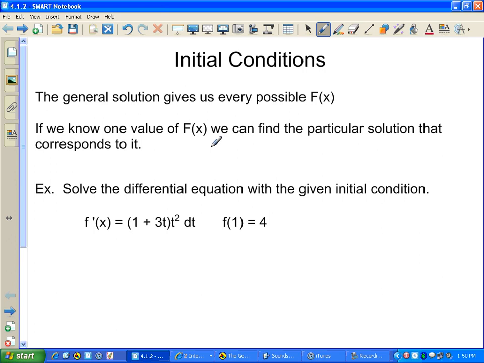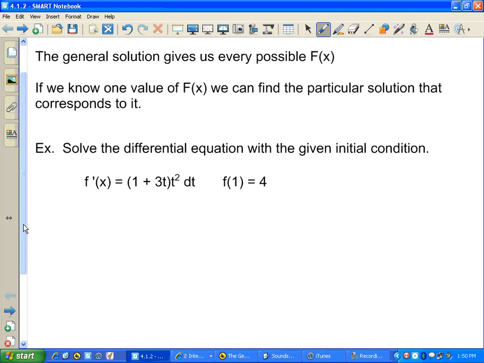So if we know one value of that function that we're integrating to find, we can find the particular function that corresponds to it. So here's an example of how we'll be doing this. We're going to solve the differential equation, and we're going to use the initial condition to fill in that constant of integration.